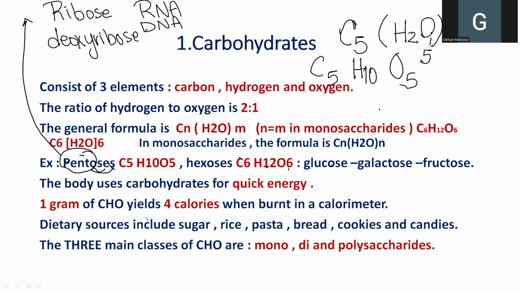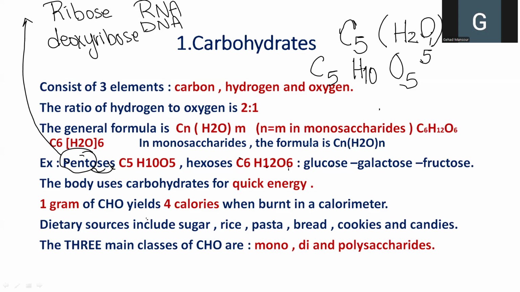Are carbohydrates important? Yes, of course, because they are very abundant in the human body. We ingest a lot of them, and their bonds store a lot of chemical energy, and therefore the body breaks down these bonds in respiration to release energy. And 1 gram of carbohydrate, CHO, which is a symbolic formula for carbohydrates, will give you 4 calories if burnt in a calorimeter.